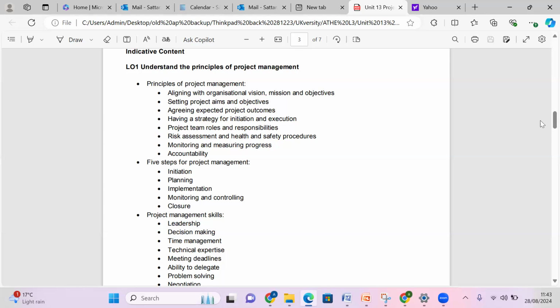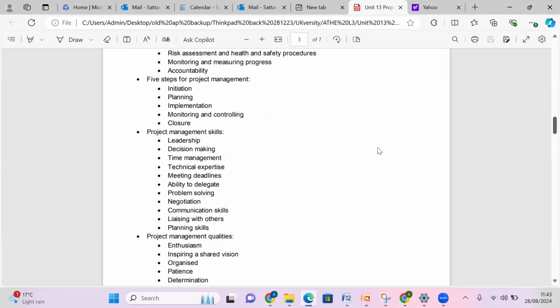In skills required, leadership: what does leadership mean? Anybody who has the ability to influence another is a leader. Decision making means selecting the best course of action. Then there are time management and technical expertise.